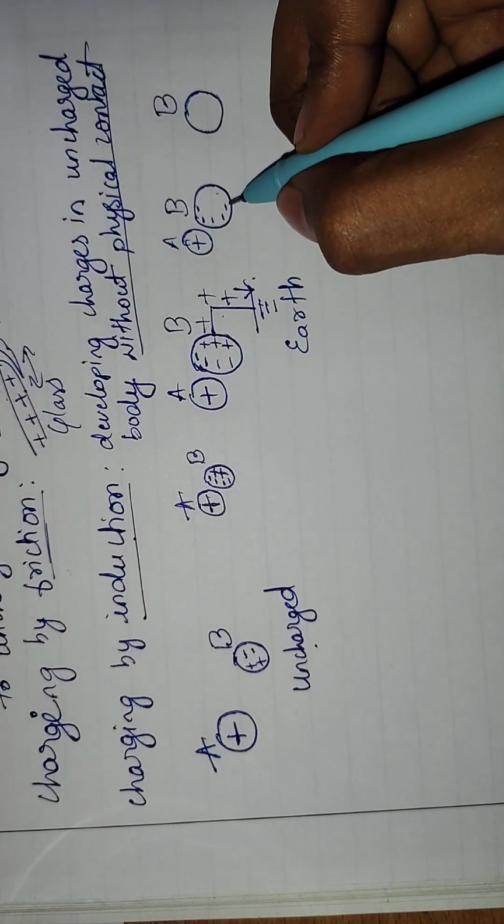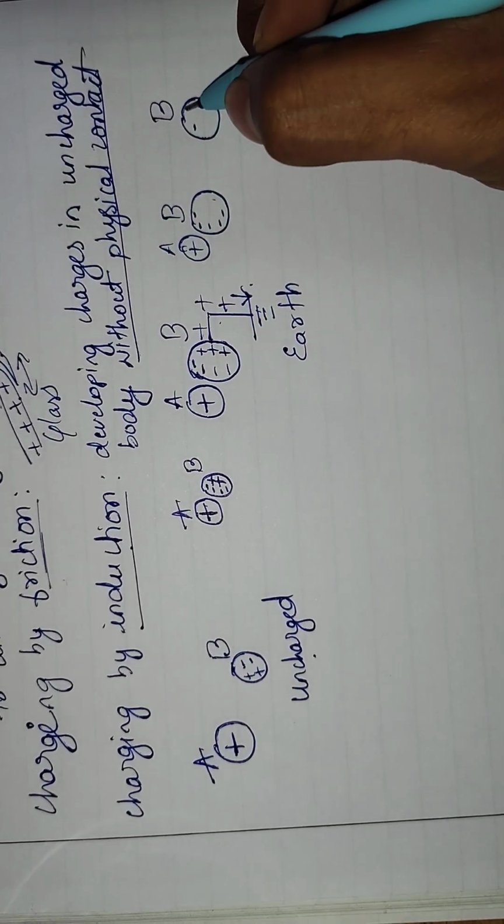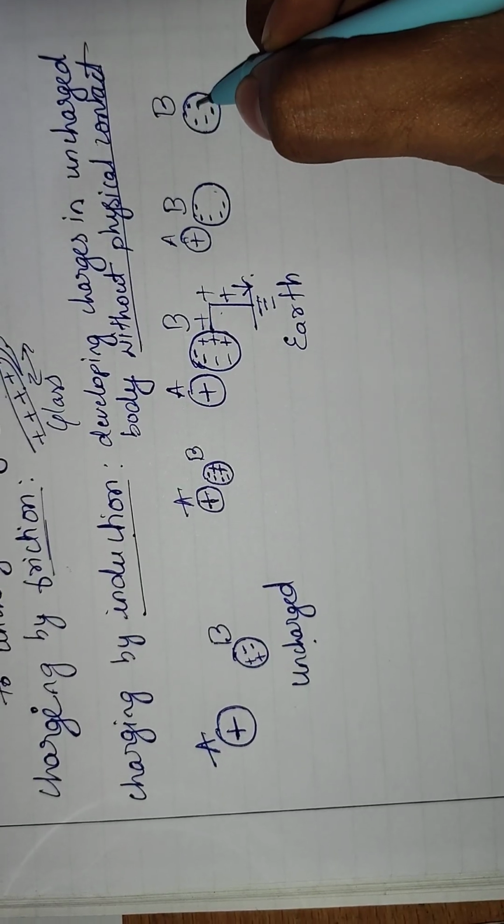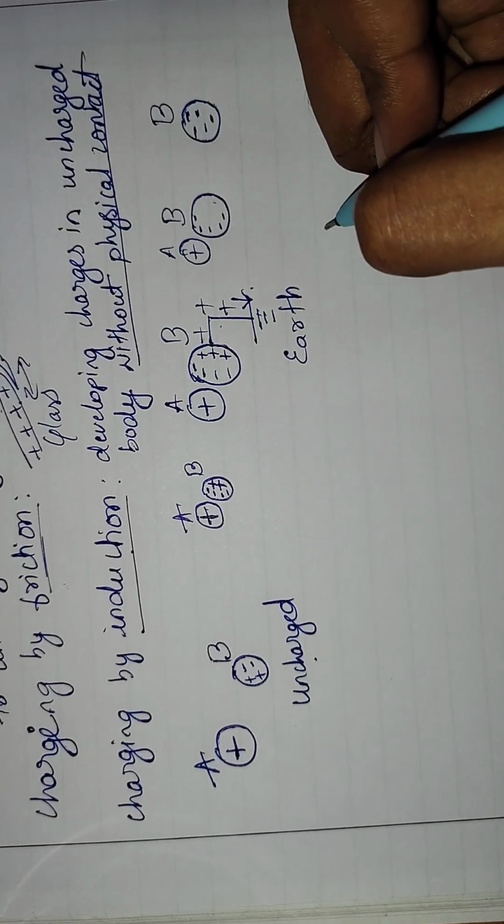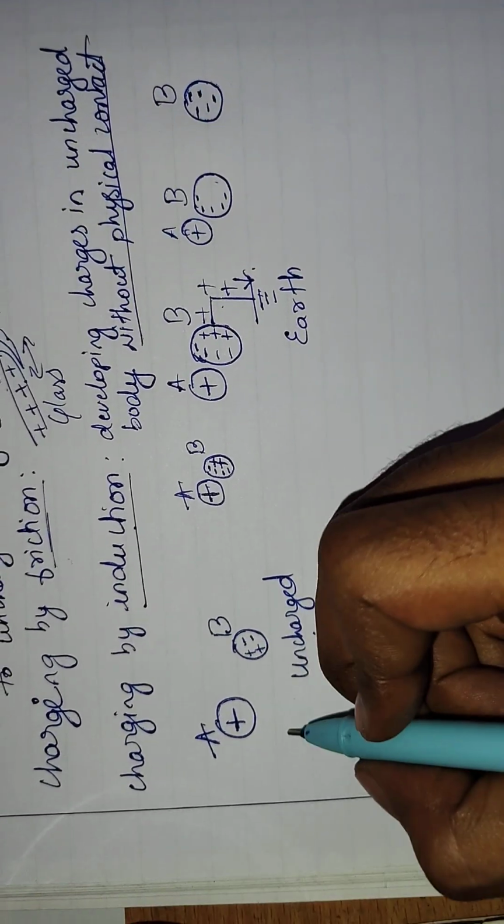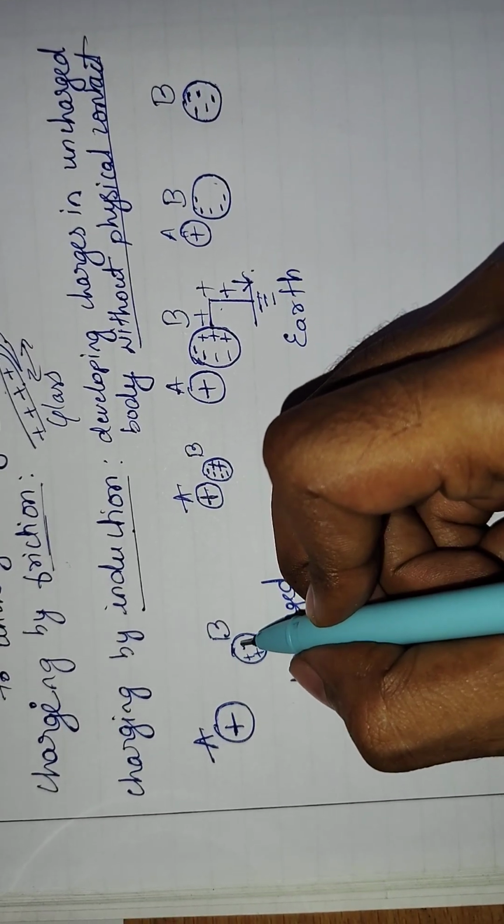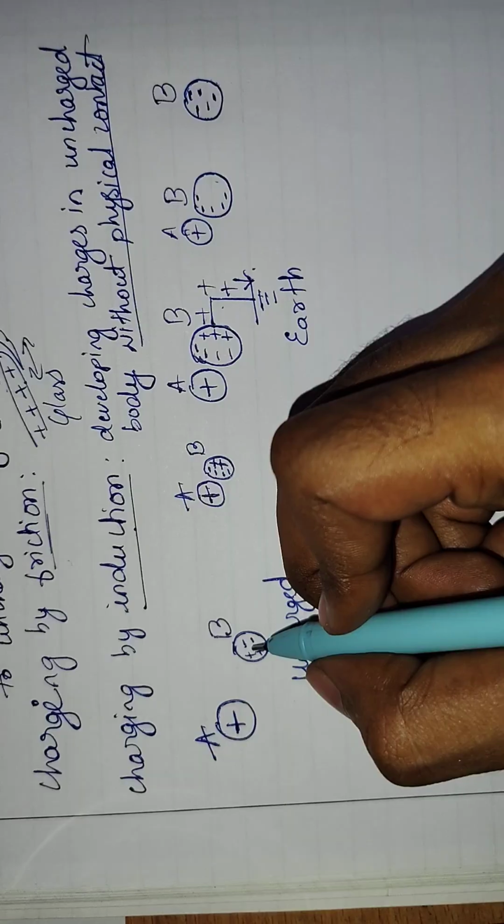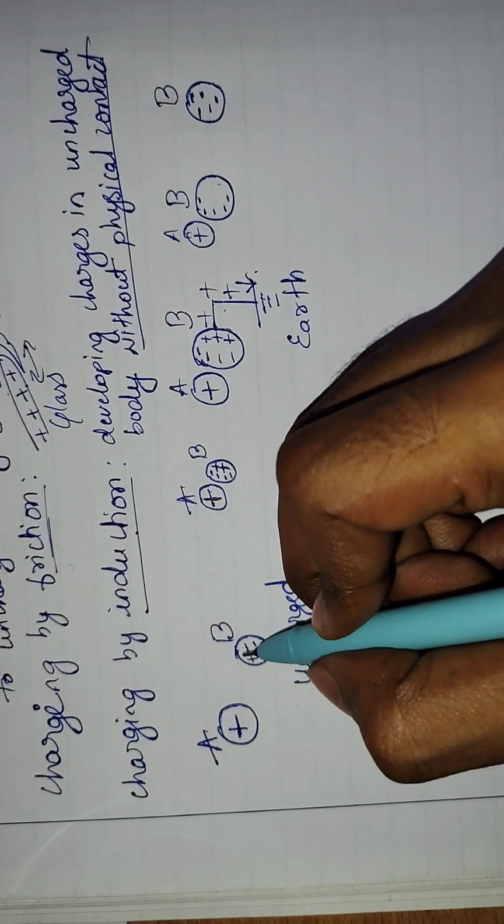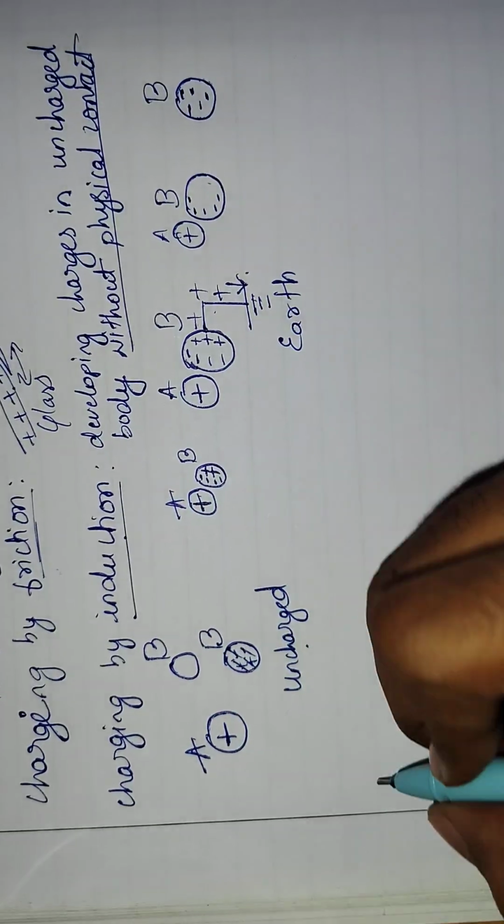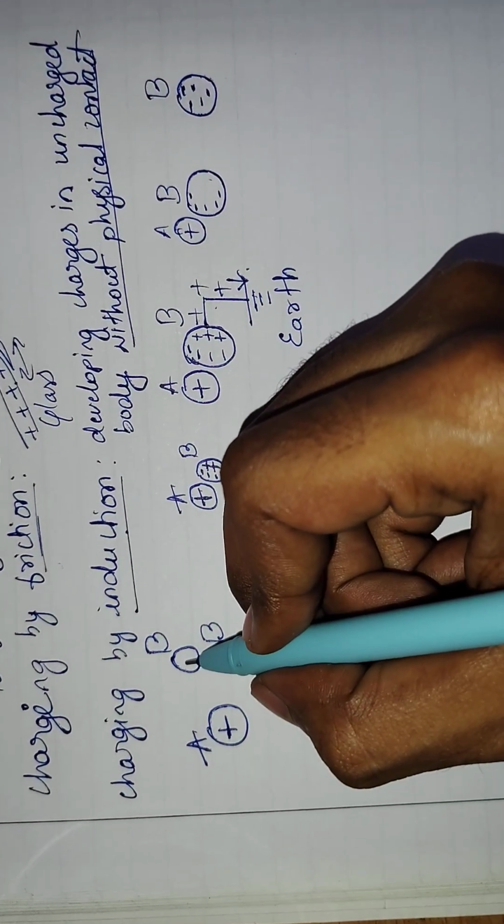Since body B now has only negative charges, these negative charges redistribute themselves in body B. Now look at the initial condition. Here body B had both positive and negative charge, in the sense that it has no charge, because the positive and negative cancel. Initially the condition of body B was uncharged.